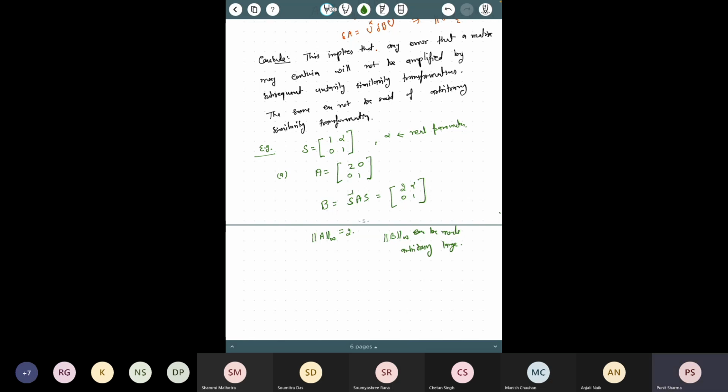So now you can see that here the matrix A is well conditioned, but whatever be the norm of A, if you look at the norm of B in comparison to the norm of A, it's very different. In fact, by choosing alpha large enough, you can make the norm of B arbitrarily large. So the norm is not preserved, and therefore the error is also not preserved. That means if you change A slightly, the change in B may be arbitrarily large.